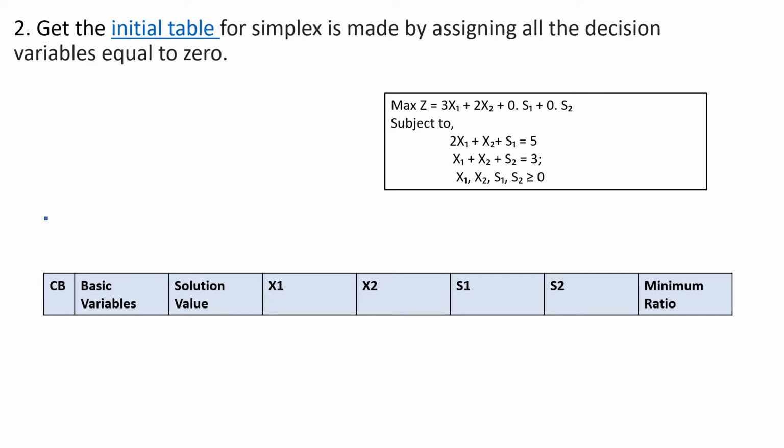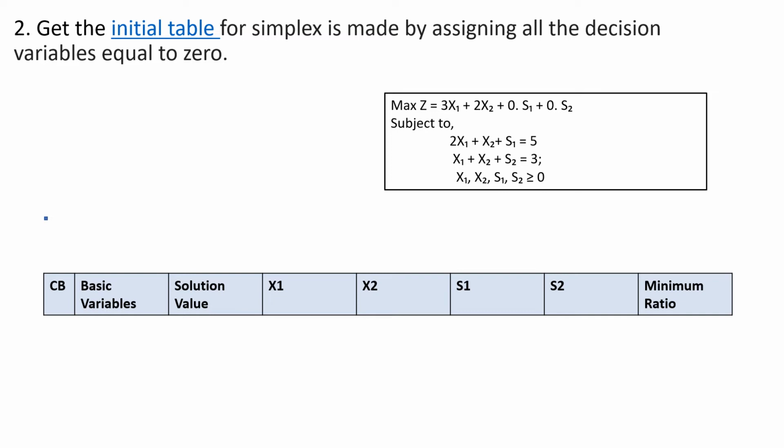Now, every time we make the table, the structure or the format of the table remains the same. So this is the format that is to be maintained when we make any table of simplex. The first column denotes CB, that means coefficient of the basic variable in the objective function. The second column stands for basic variables.